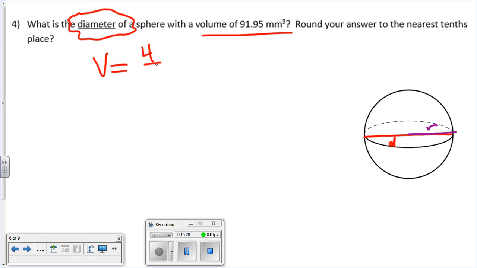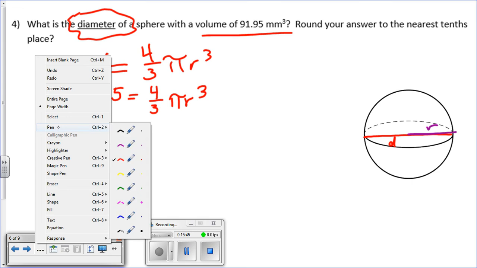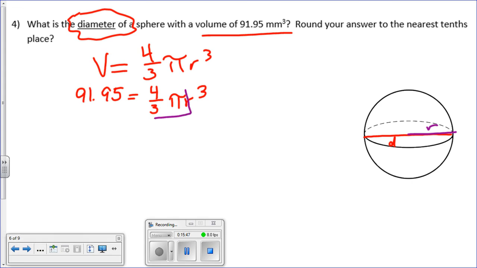So volume is equal to 4/3 pi r cubed. 91.95 is equal to 4/3 pi r cubed. So now I think what I'm going to do is type in my calculator right here and get a value for the 4/3 pi, and that value, which we already have, is 4.1887.